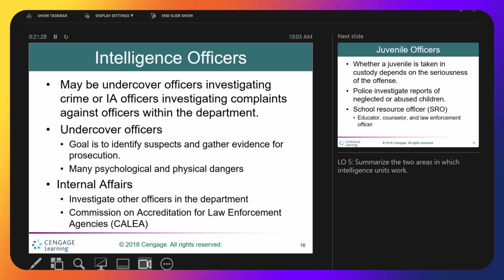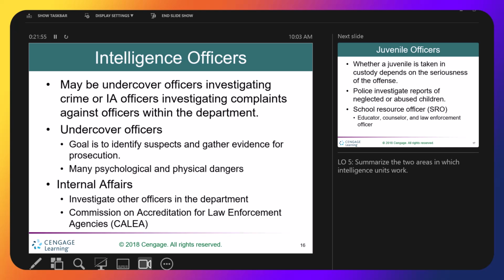Undercover officers operate in a covert capacity too. This is not a job for everybody, because some of these people in some programs will go in undercover and stay there for weeks and months, long periods of time. Sometimes it does affect their psychological welfare, and there are a lot of physical dangers associated with it too. Internal affairs investigate other officers in the department.